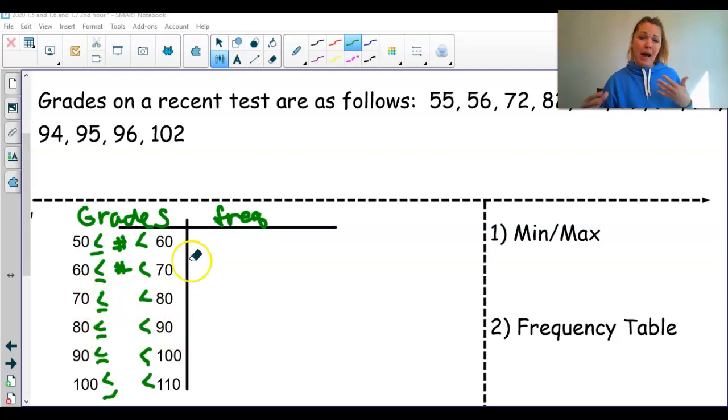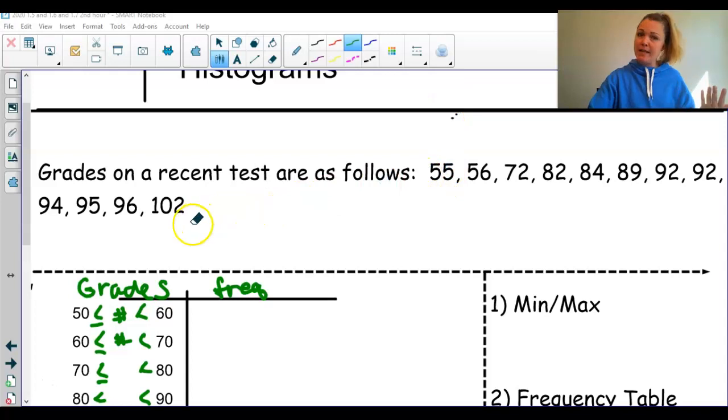Well, how did I set up each bin? How did I know to go from 50 to 60? I looked at my minimum, which was 55, and maximum, which was 102, and I decided what my scale should be, okay? I'm gonna go by tens. Could I have gone by fives to set these bins up? 50 to 55, 55 to 60, 60 to 65. I could have, but I would have had a lot more bins, okay?